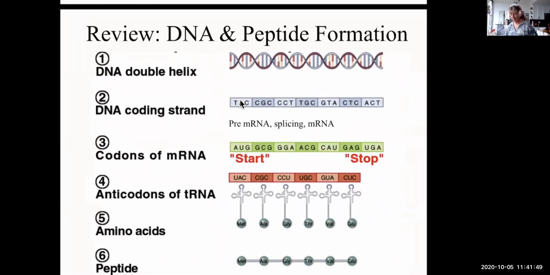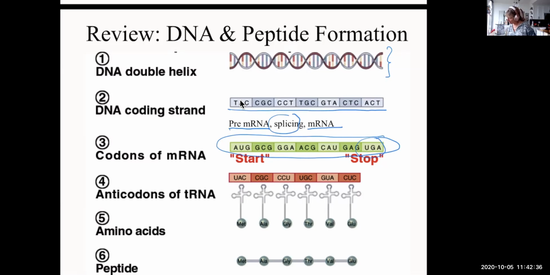So starting with DNA, double helix. Secondly, one strand of DNA is chosen. It's chosen by the enzyme that's responsible for this process, RNA polymerase. Pre-messenger RNA is made, spliced. The mature messenger RNA is here. These are the codons. There are some codons that code for start. It tells the ribosome, this is where you start. And some for stop, telling the ribosome, this is where you stop.